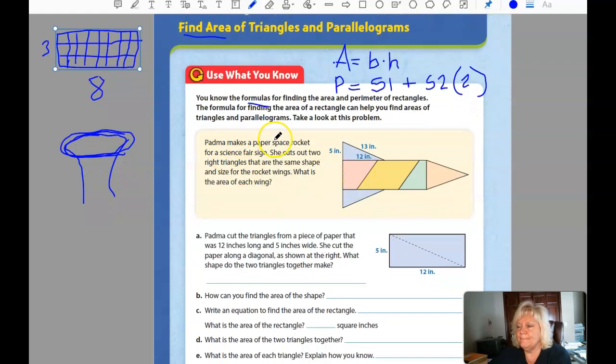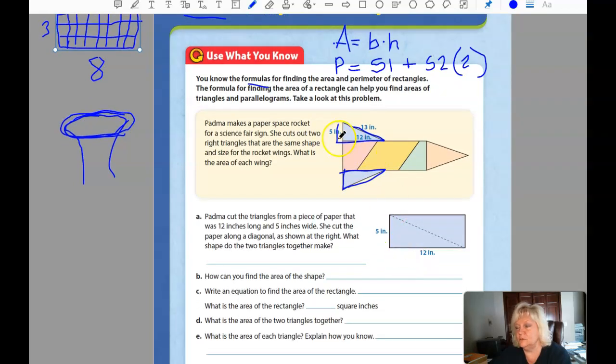Padma makes a paper space rocket for a science fair sign. She cuts out 2 right triangles that are the same shape and size for the rocket wings. What is the area of each wing? So we are talking about this triangle up here and this one down here. And what we can very quickly see is that those 2 triangles came from a rectangle. Aha! Important thing for us to remember.